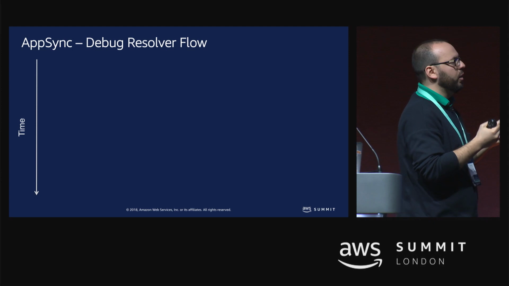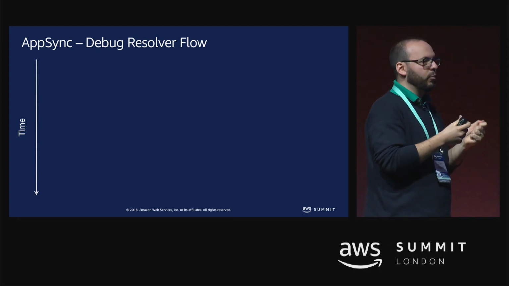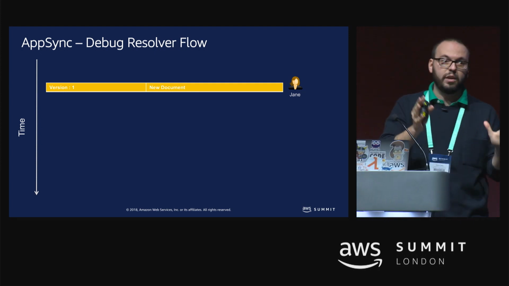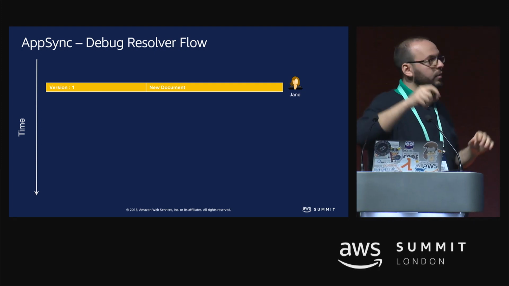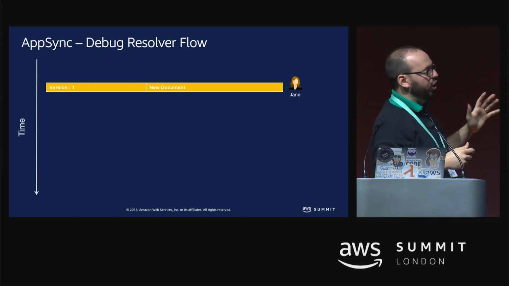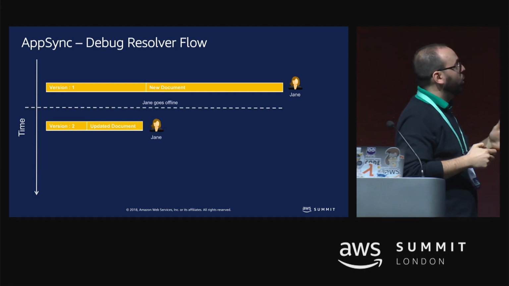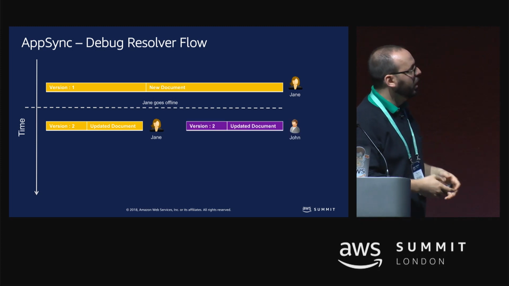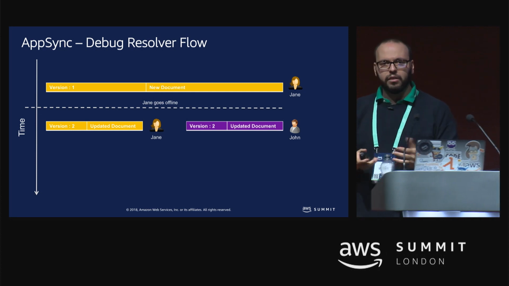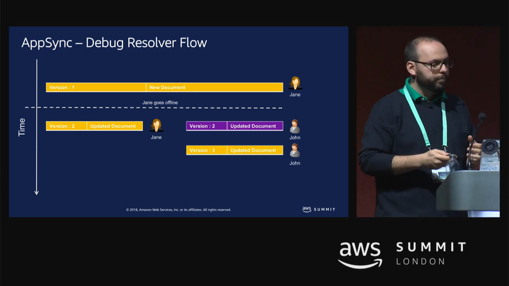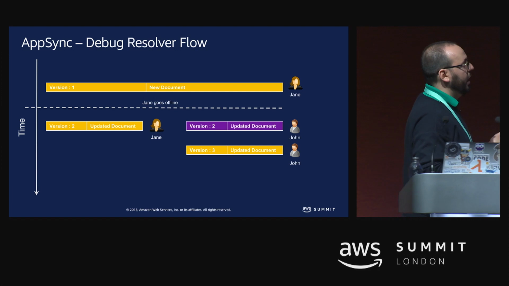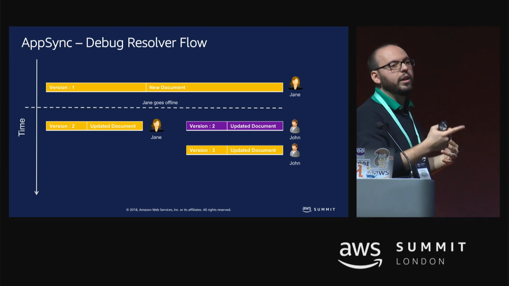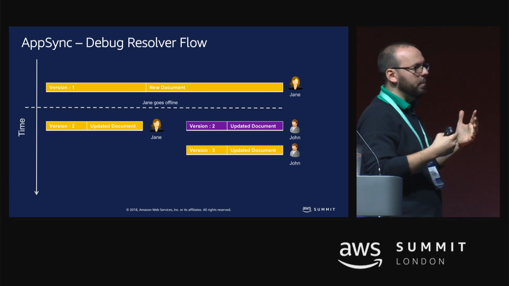If we try to think about how offline would actually work for you, it's something like this in AppSync. This is the default behavior. Hopefully you can see at the back. Let's say Jane just wants to make a new change on the document. So she goes offline, and she ends up making another update. And then John comes along and says, well, I actually want to make another change. And now you have a new version of that document. And the problem is, John is not offline, but Jane is. So they may have a problem there.